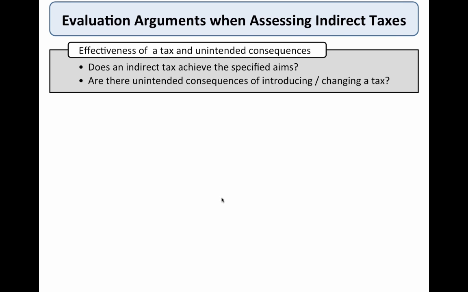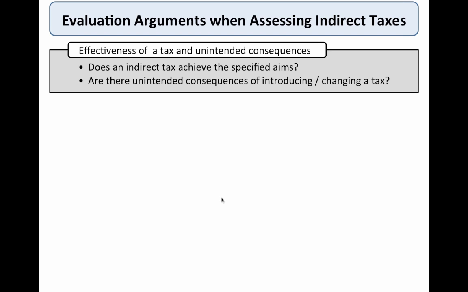Oftentimes we'll get a really key question: assess the case for a tax on X, or discuss the arguments for and against a government intervening in the market. You want to talk about taxation as an option. So here are just a few thoughts on how you can evaluate and assess the likely impact of a tax.